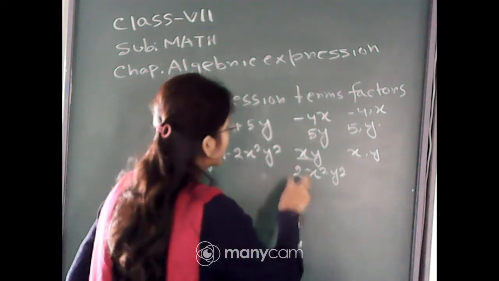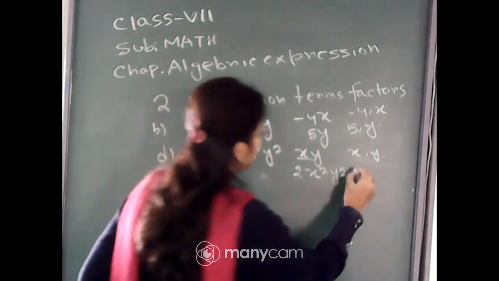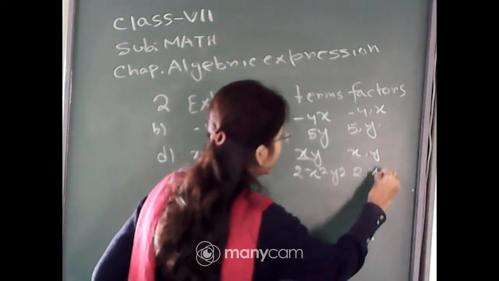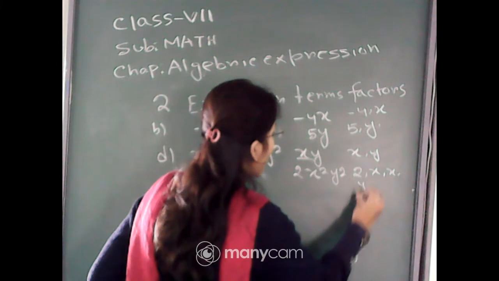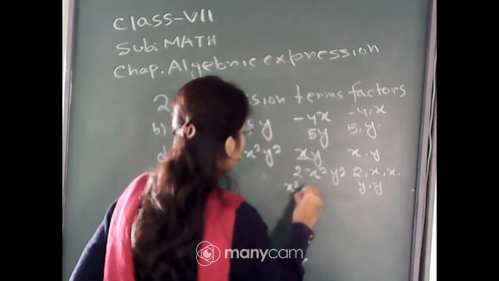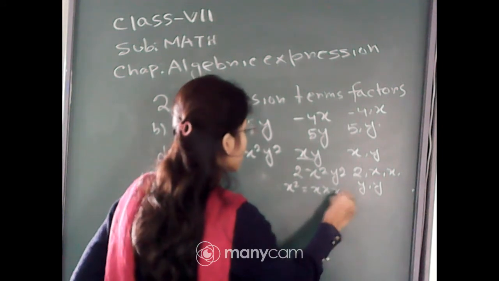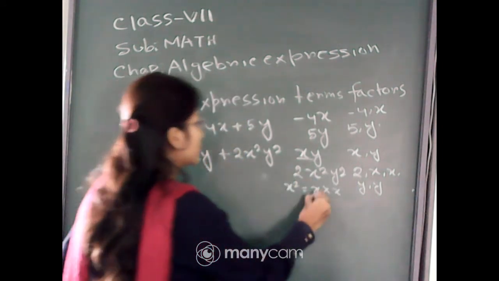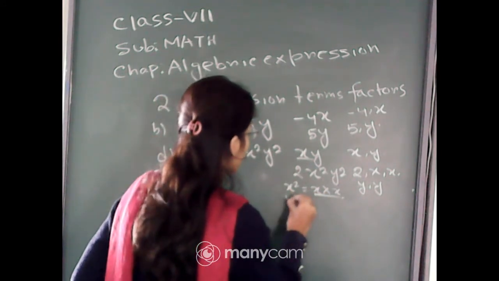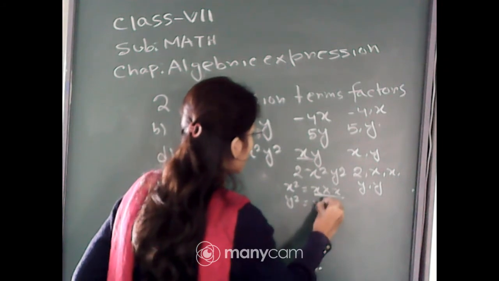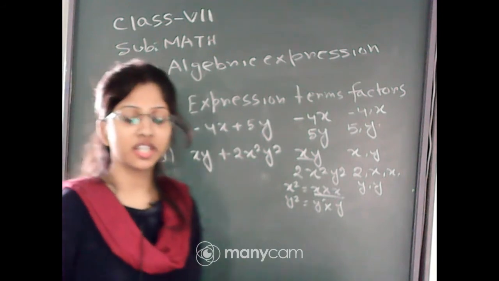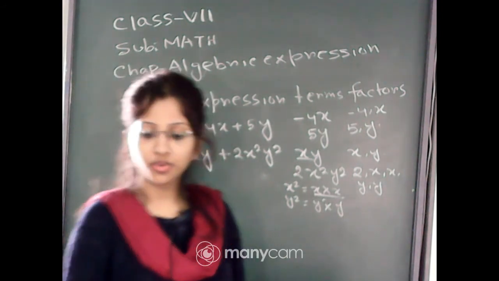Also, the term 2x square y square is the product of 2, x, x, y and y. Since x square is equal to x into x, therefore, the factors of x square are x and x. Similarly, the factors of y square are y and y. Clear? Up to this portion, any problem, students?